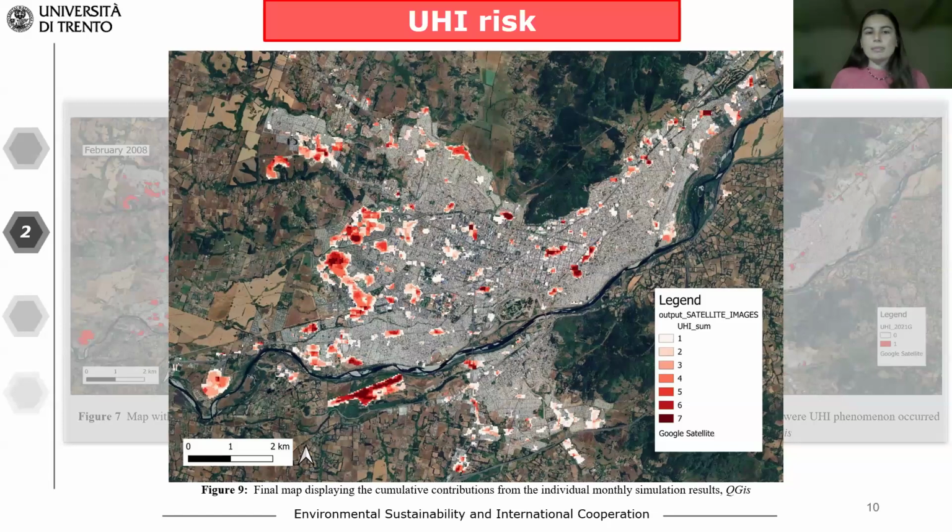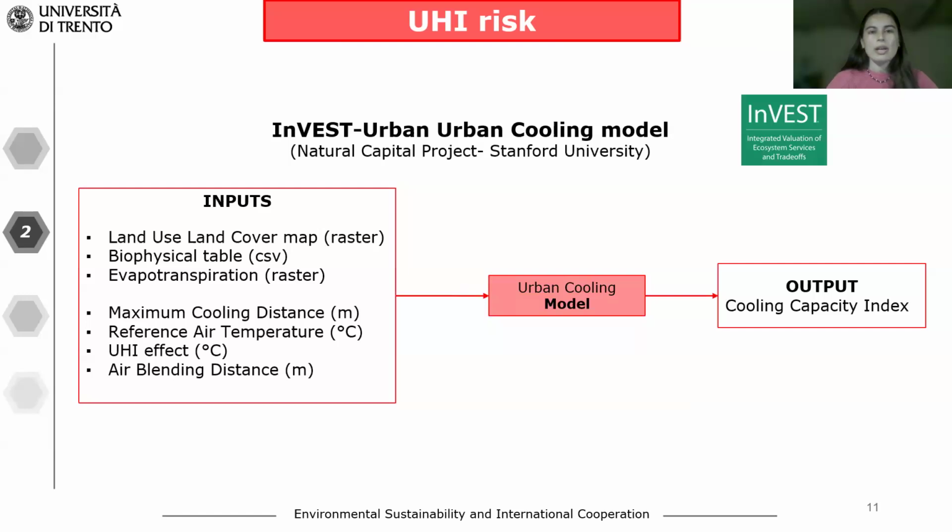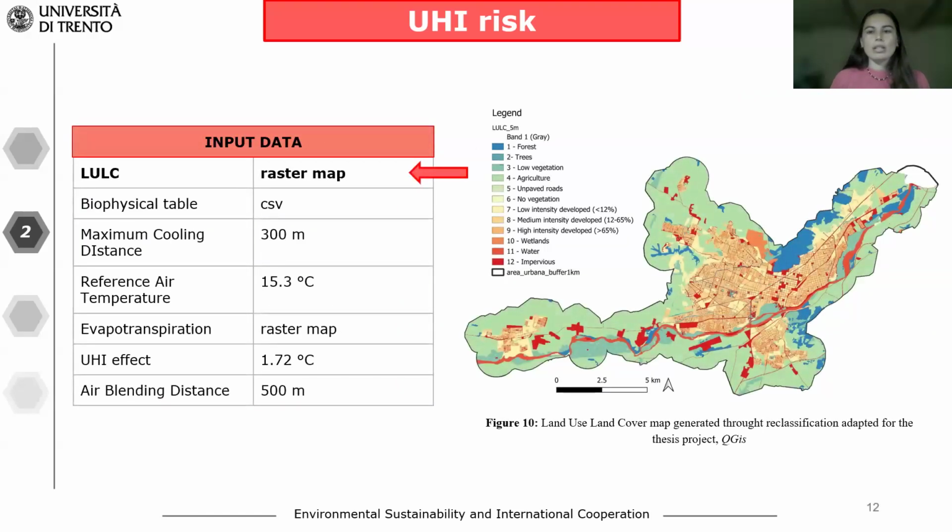To better understand the dynamics related to high surface temperatures, I also conducted a simulation of the current condition using the urban cooling model available in the InVEST software. This simulation aimed to estimate the thermal benefits provided by the presence of green spaces and natural infrastructures, as well as the presence of more or less urbanized areas. The model is based on input data, such as the land use and land cover map, like the map in this slide, which classifies the study area into different categories suitable for the simulation. In this case, I used a raster map with a high resolution of 5 meters per pixel.